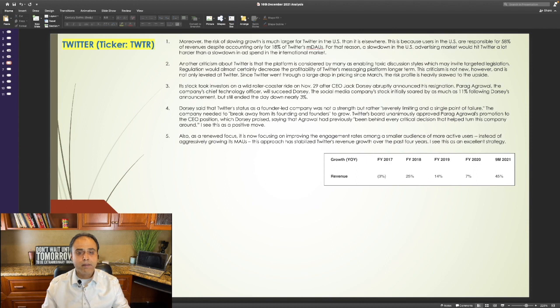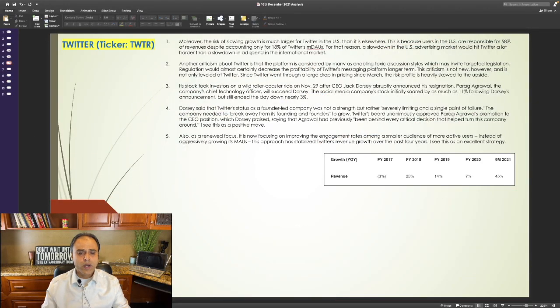Another criticism about Twitter is that the platform is considered by many as enabling toxic discussion styles, which may invite targeted legislation. Regulation would almost certainly decrease the profitability of Twitter's messaging platform longer term. This criticism is not new, however, and is not only leveled at Twitter. Since Twitter went through a large drop in pricing since March, the risk profile is heavily skewed to the upside.